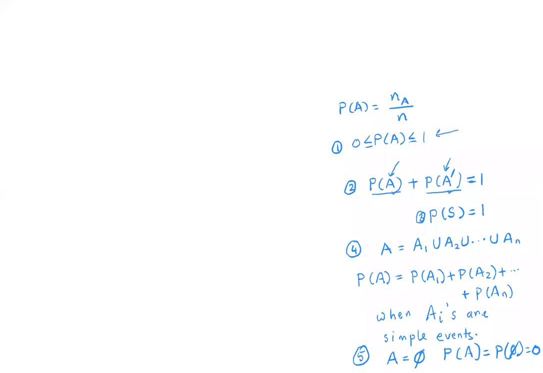So when I ask you for the probability of some event A, don't give me a number like negative 0.5. That would tell me that you have missed the basics. Or use the property that the probability of an event A plus the probability of its complement is always 1. The probability of the sample space is 1.